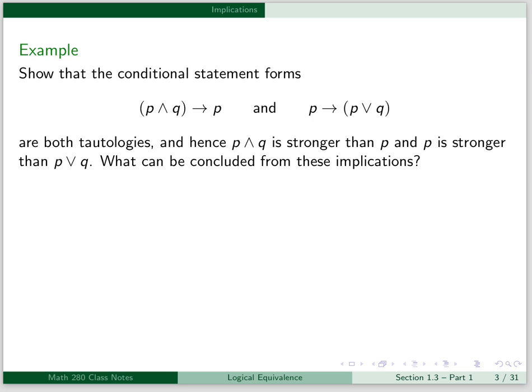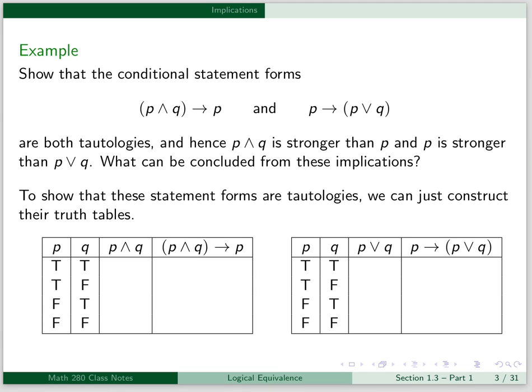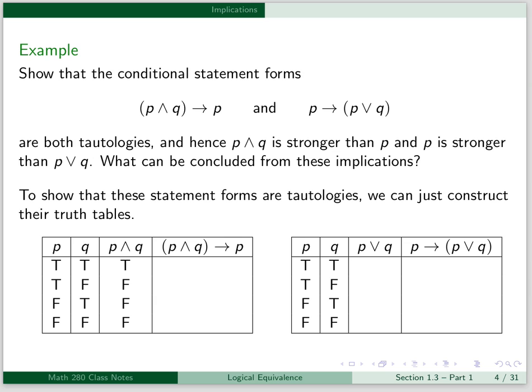For our first example, let's show that the conditional statement forms P and Q implies P, and P implies P or Q are both tautologies, and hence P and Q is stronger than P, and P is stronger than P or Q. And then we want to look at what can be concluded from these implications. To show that these statement forms are tautologies, we can just construct their truth tables. So we'll set up the tables as shown and fill in the tables a column at a time.